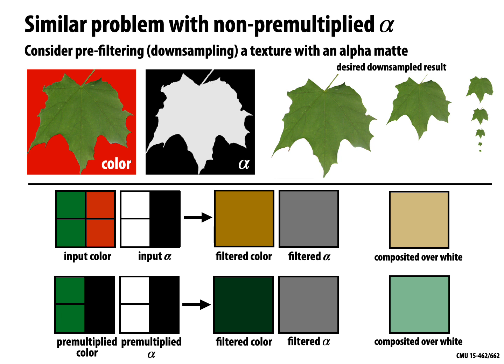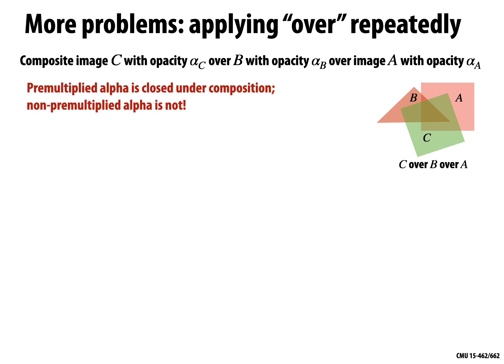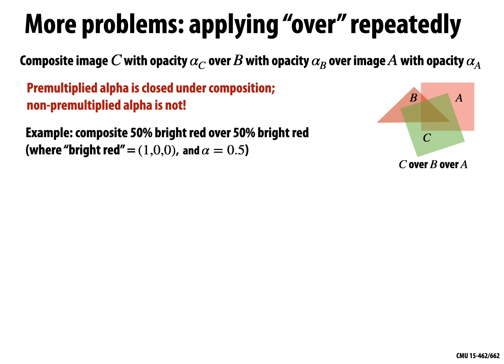Right? So premultiplied alpha really seems to work well for upsampling and downsampling. Here's another problem: if we want to repeatedly compose images on top of each other. We have lots of semi-transparent primitives in our scene, and we want to draw them on top of each other. Let's say, for instance, we want to composite an image C with opacity alpha C over B with opacity alpha B over A with opacity alpha A. Well, premultiplied alpha is going to be closed under composition. Non-premultiplied alpha is not. So here's an example.